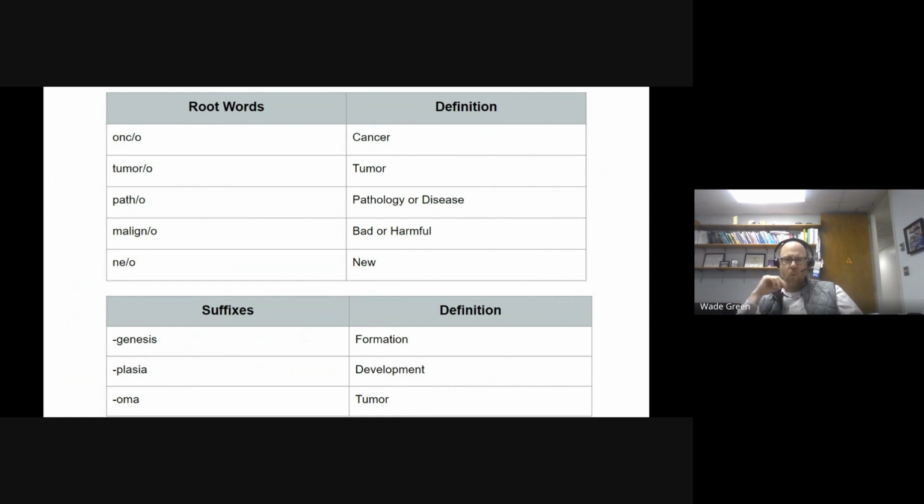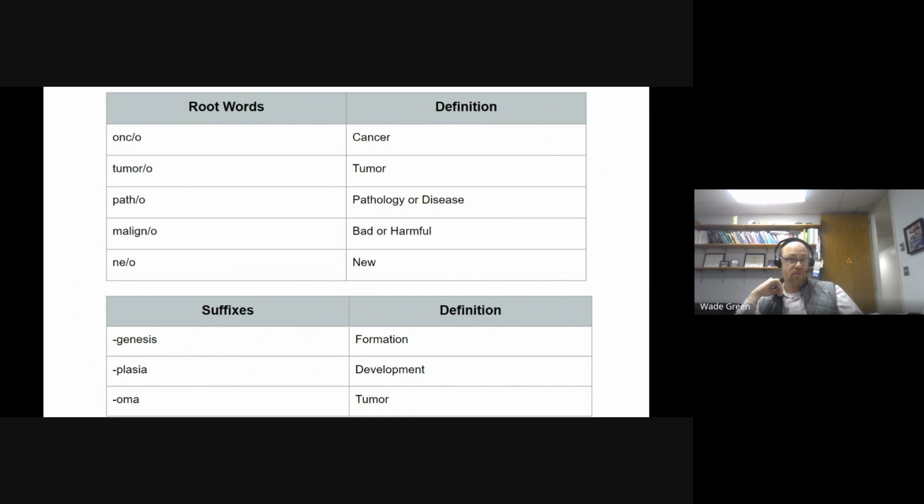There's a word, I don't remember the specific origin right now, to malign. To malign someone means to do something bad or harmful to them, maybe, heaven forbid, speak derisively of them or something else. So maligno means bad or harmful. Neo means new. That's the root and combining vowel for new. So someone has neoplasia or a neoplasm.